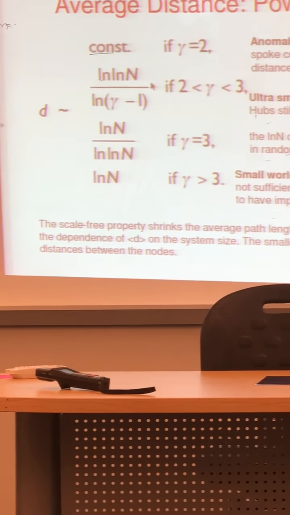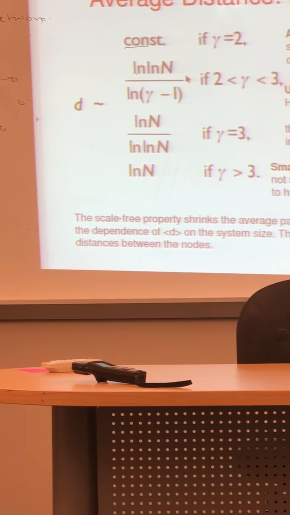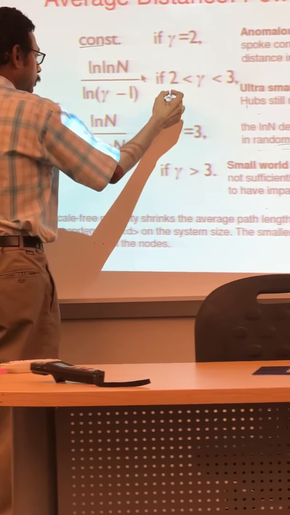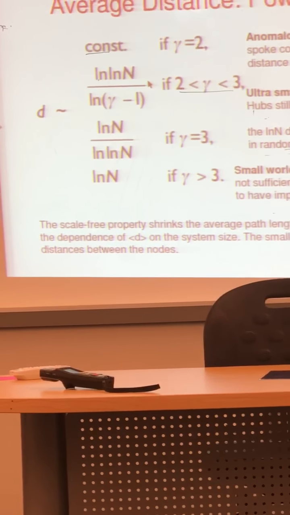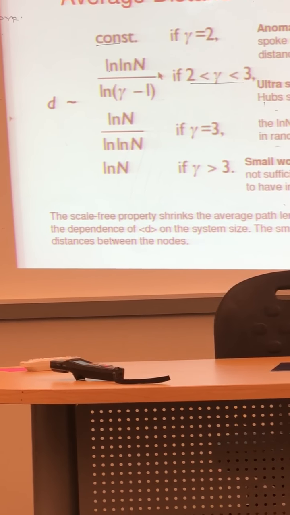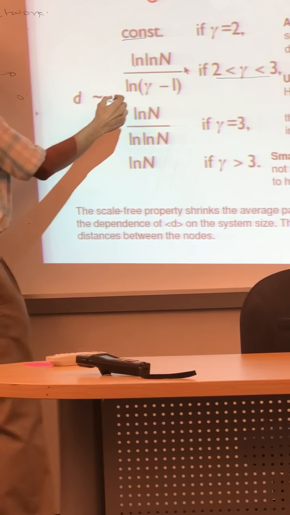Now, the interesting thing comes out if gamma is greater than 2. If gamma is within this range, between 2 and 3, then the formula for the average path length is this.